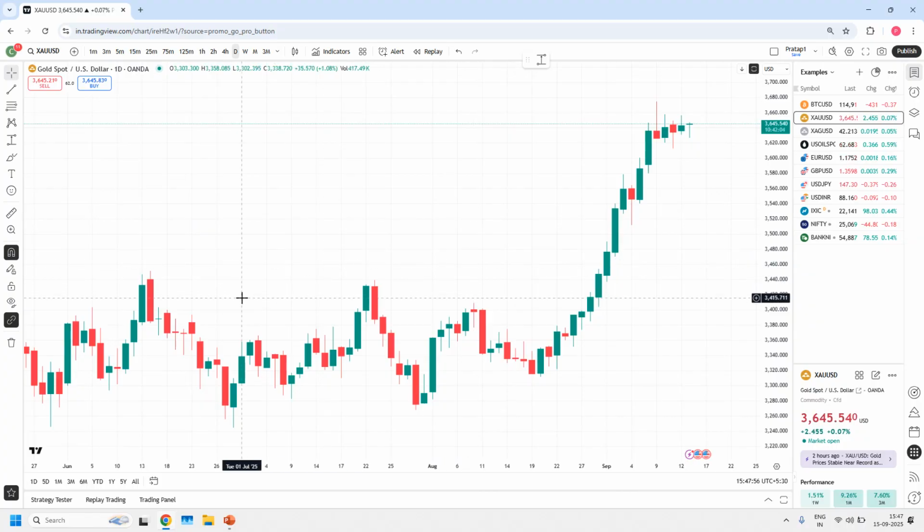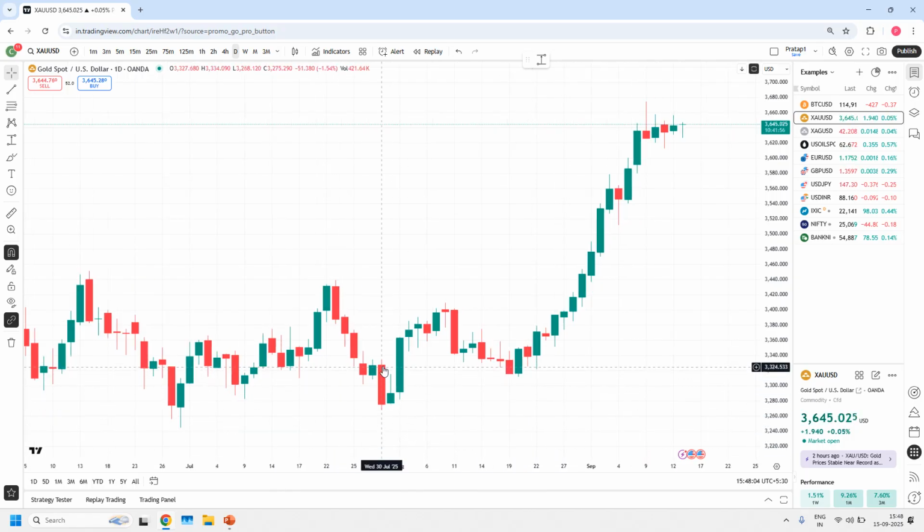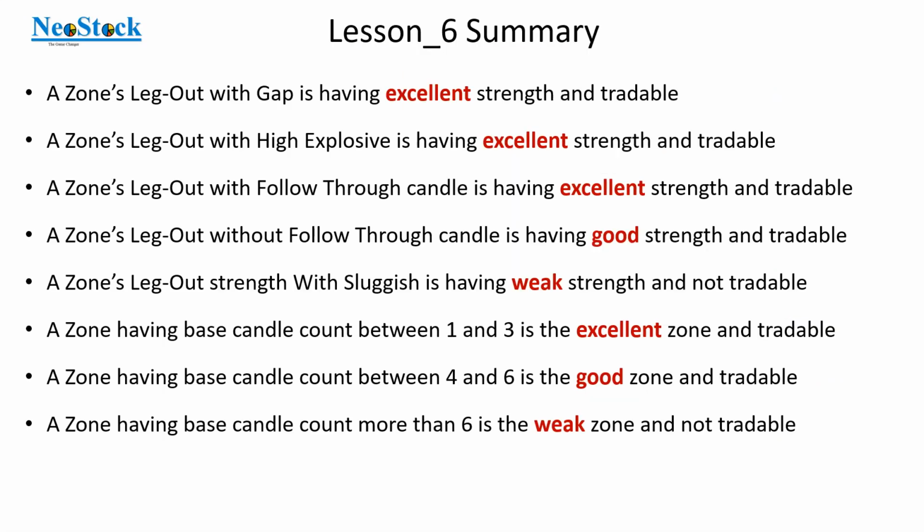Next, let us look into gold. Look into this gold chart. You have a drop candle. You have a base candle. You have a rally candle. What is the next candle? Is it a rally candle? No. It is a base candle. Prices moved. That means this is a leg out without follow through candle. See, this is the one. A zone's leg out without follow through candle is considered a good zone.